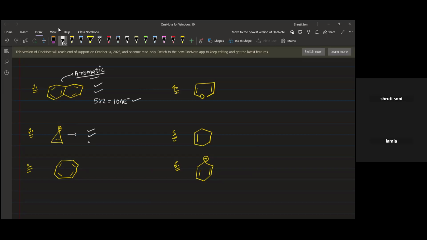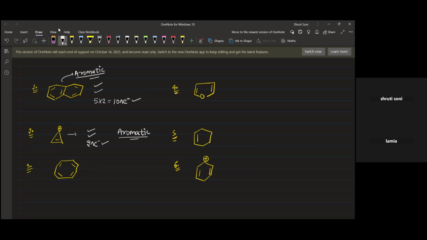How many pi bonds in this case? One. So how many pi electrons? Just two pi electrons. So does it follow Huckel's rule? Yes. So the third one is also checked. So this given compound is aromatic. Done. Now the third one.